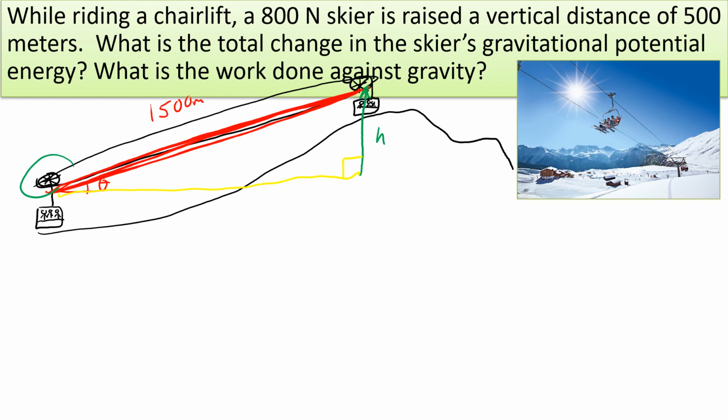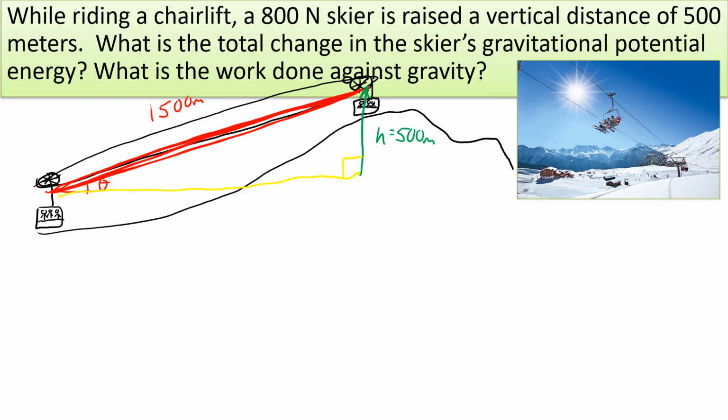Yeah, these engines might be doing work against like friction. They probably have to exert more work than just the work done against gravity. But they're specifically saying what is the work done against gravity. So you would definitely need to know the height. And luckily for us, they do tell us, they say it's a vertical distance of 500 meters.